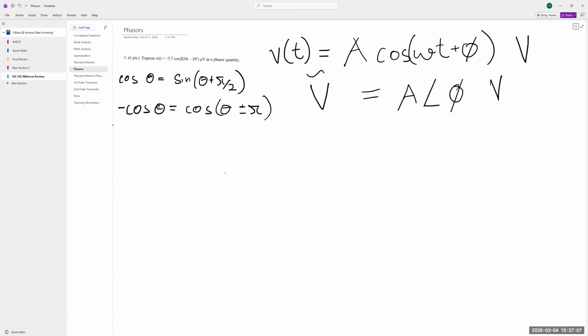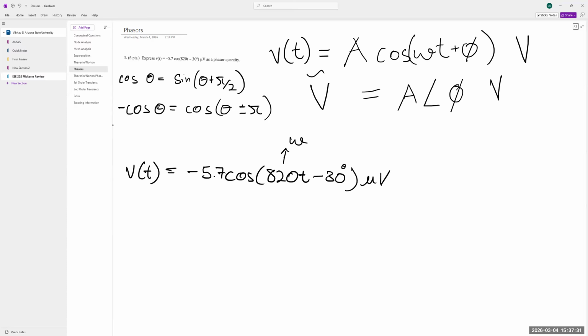All right, let's see. So the basic gist of it is that if you have a voltage as given in this question, V of t is a time varying cosine, cosine of 820t. So this 820 is what our omega is, the angular frequency. Minus 30 degrees is the phase shift from a default phase of 0, right? So how do we express this as a phasor? One thing to note is that a phasor has a magnitude and an angle, and the magnitude is always a positive number.